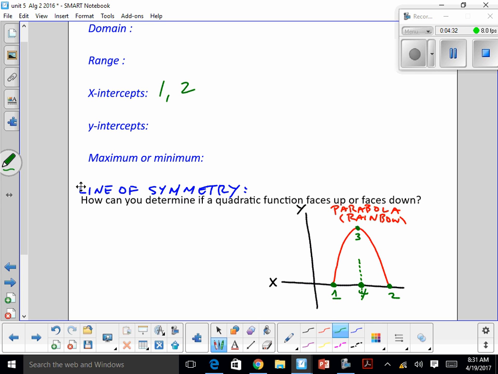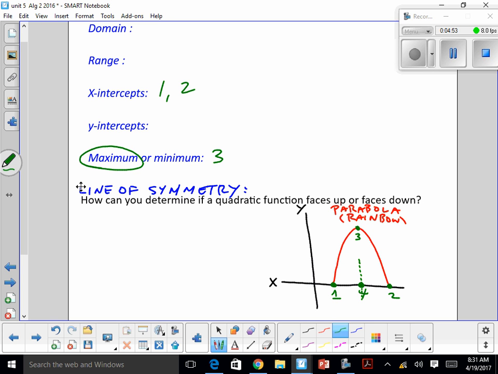Anybody know what number 3 is called? The maximum. If this rainbow flipped down, like the letter U, it would be called a minimum. This is the highest point in this case. So let's put down a 3. I'm going to circle maximum, and then I'm going to put 3.